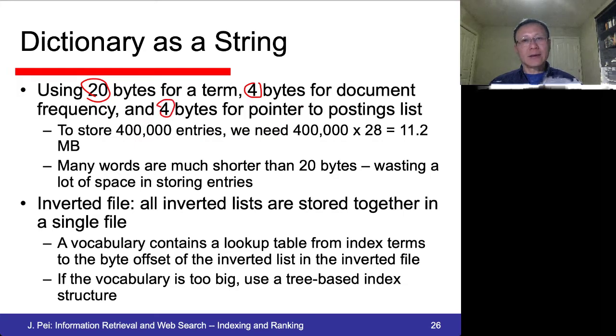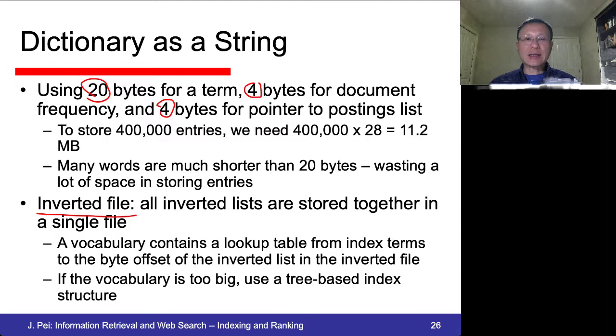But indeed, many words are much shorter than 20 bytes. If we use a fixed length for a term, we waste a lot of space in storing those entries. One idea is this inverted file. Essentially, we have all the inverted lists stored together in a single file.